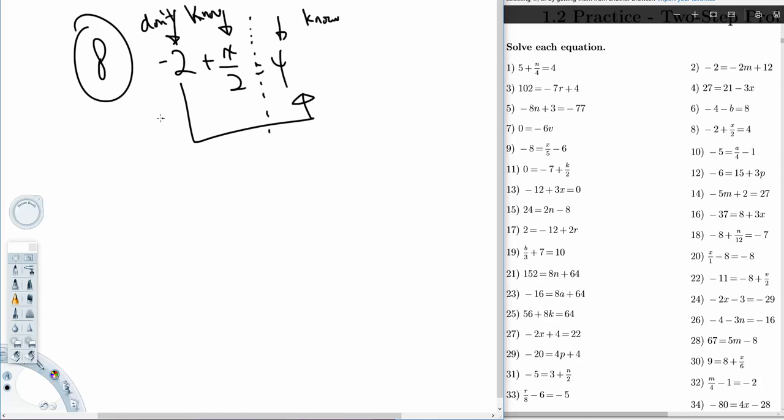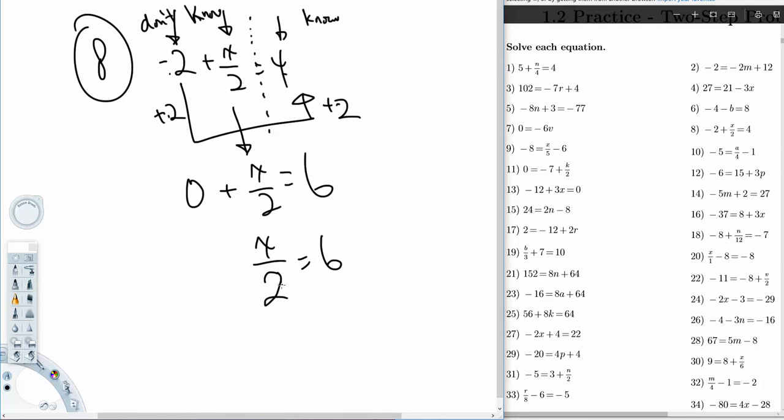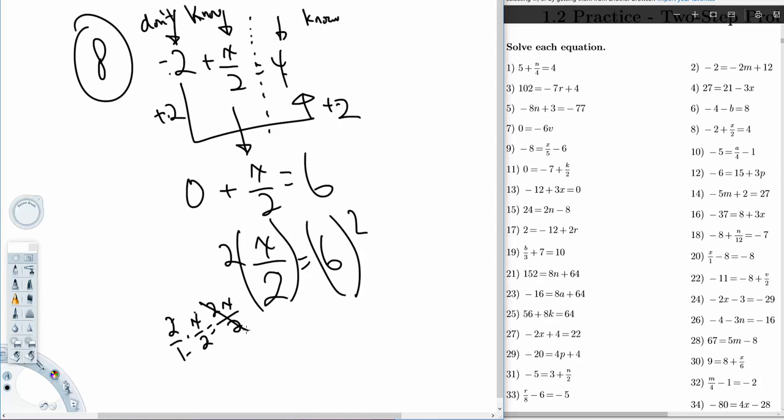So -2, we'd have to add 2, and here we'd have to add 2. So -2 plus 2 equals 0, plus x over 2 equals 4 plus 2 equals 6. So x over 2 equals 6. Now how do we get something that's divided by 2? Well, we multiply by 2. So this equation becomes 2 over 1 times x over 2 equals 2 times x equals 2x. 1 times 2 equals 2. We cancel the 2's. We get x.